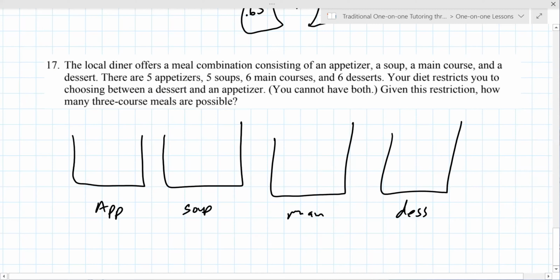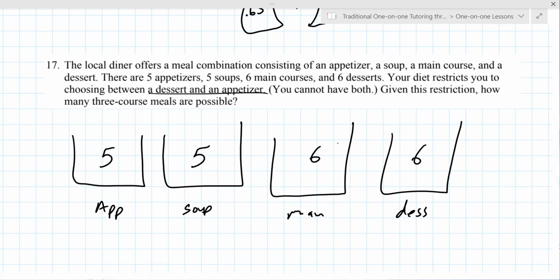But there is a little bit of this, because you have to choose between a dessert and an appetizer. So let's put the numbers here: 5, 5, 6, and 6. If you had to get one of each, you would just multiply the numbers. Do you see that? Yes. Like if you had to get one of each, you just do 5 times 5 times 6 times 6. But it doesn't say that. It says you have to decide.